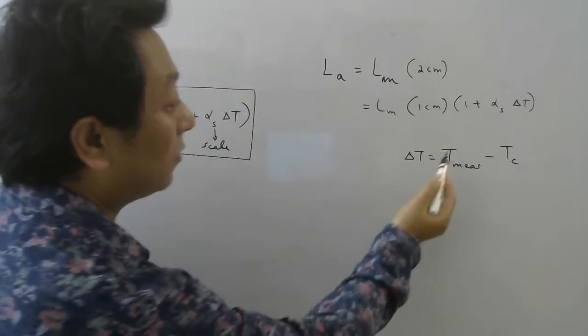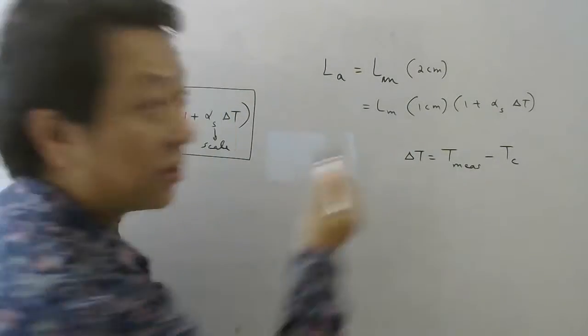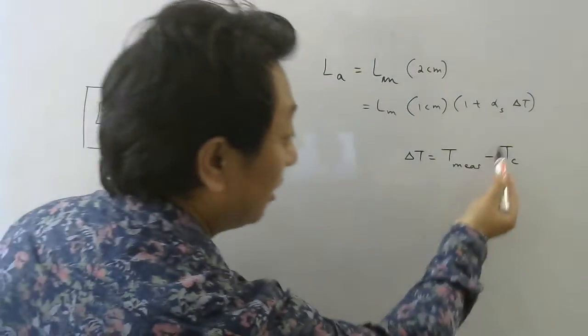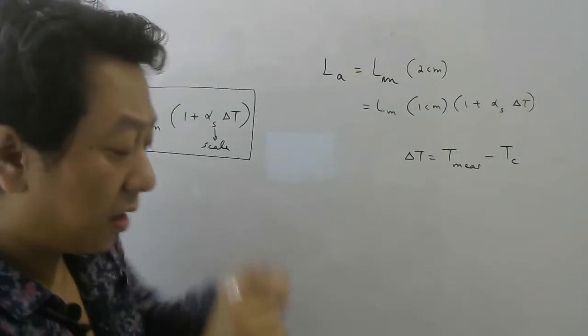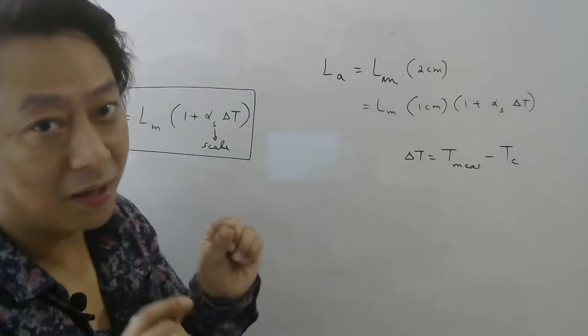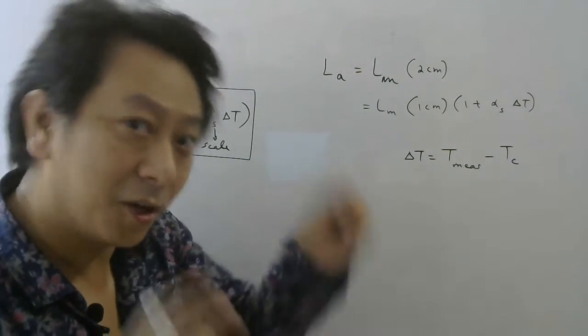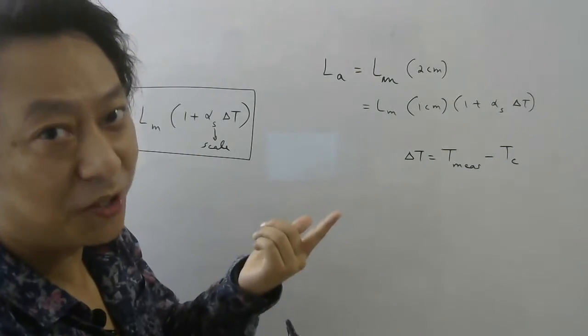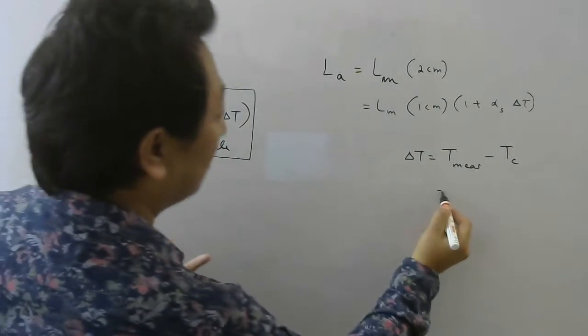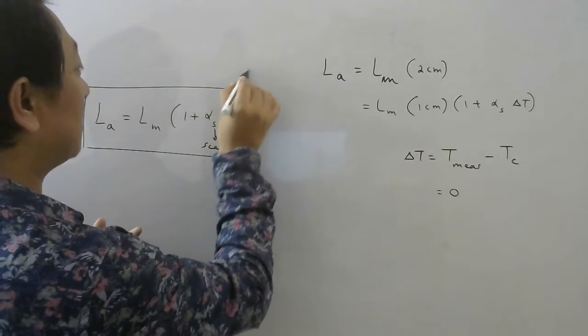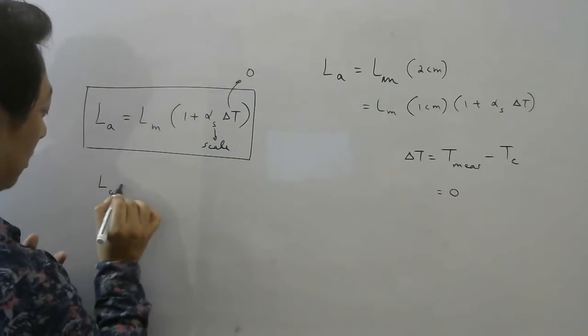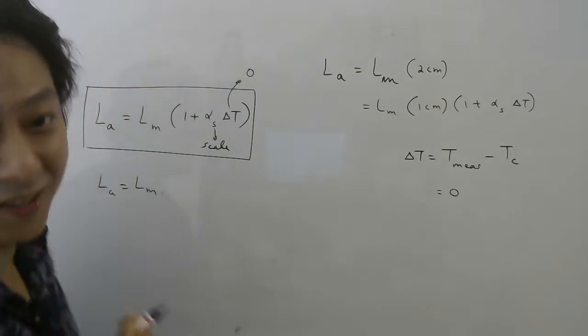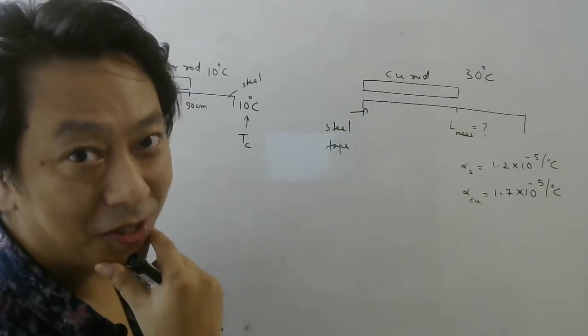For example, if the temperature at which you are doing measurement is same as the calibration temperature, meaning at 20 degree I did the marking and you are using the scale at 20 degree only, then there will be no issues, right? Because then delta T will be 0, and therefore actual length will be same as measured length, isn't it? Let's come back to the original question.